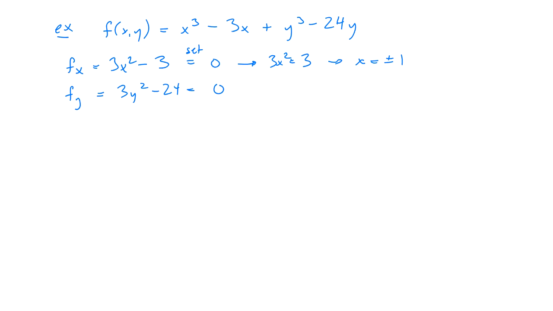In this one, we get 3y squared is equal to 24. So therefore, y is equal to plus or minus 2. And since we need both equations to be true, I need both things to be true. So one thing that would work is if x is negative 1 and y is negative 2, x is negative 1 and y is positive 2, and then 1 and negative 2 and 1 and 2.